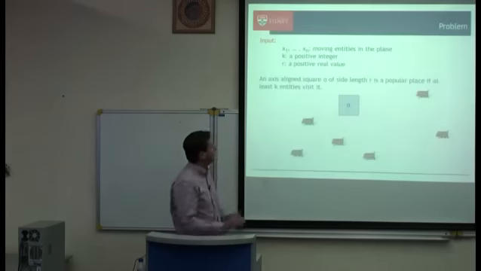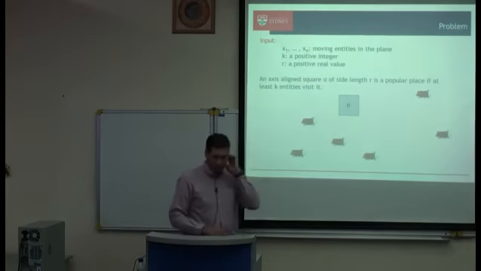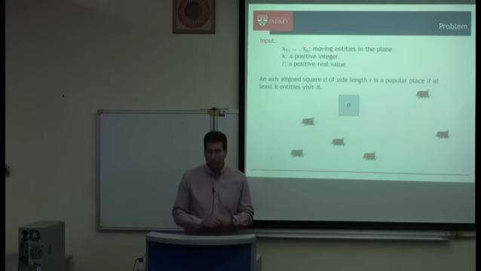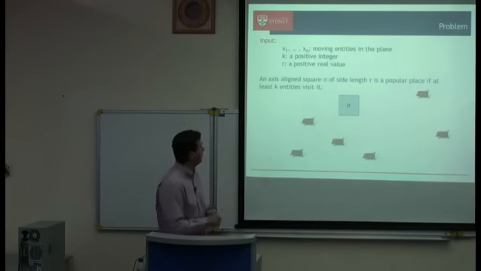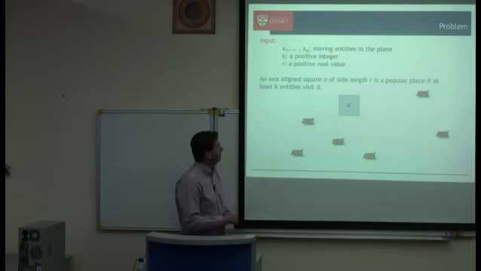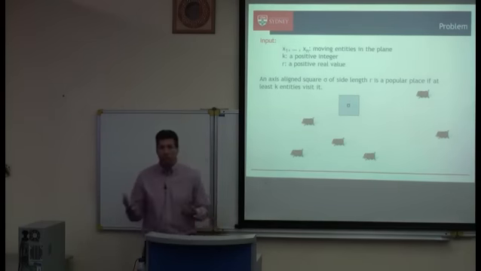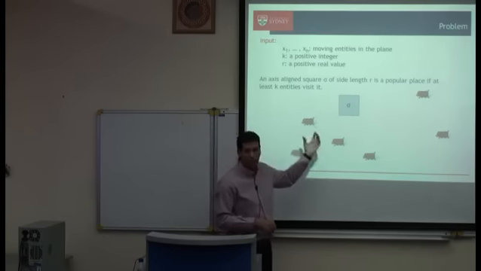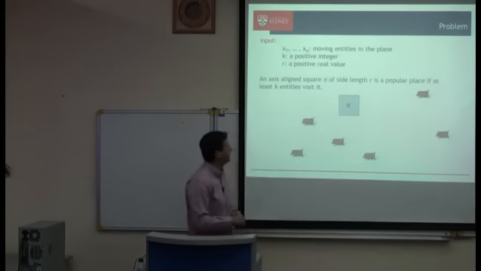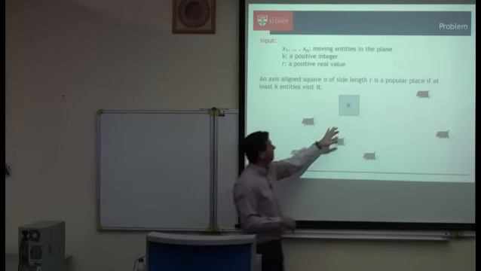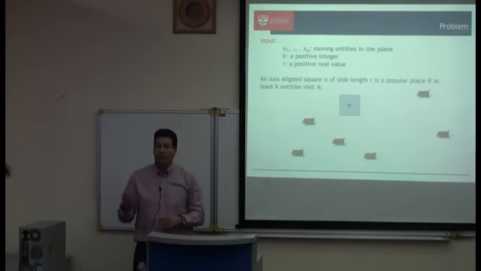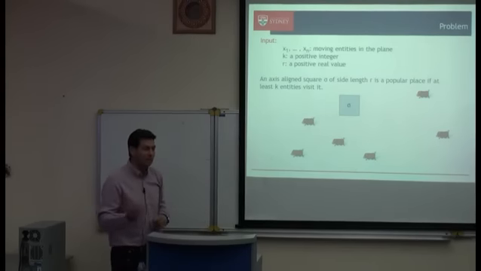Okay, good. So I'm going to get back to what I was showing you yesterday, the popular place problem. Just to restate the problem, we're given n moving entities in the plane. We get a positive integer k, and a positive real value r. The question is, is there an axis-aligned square, say sigma, of side length at most r? And we say that this is a popular place if there are at least k entities visiting it.